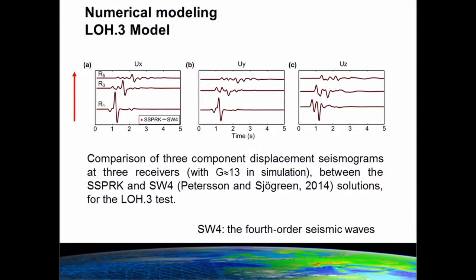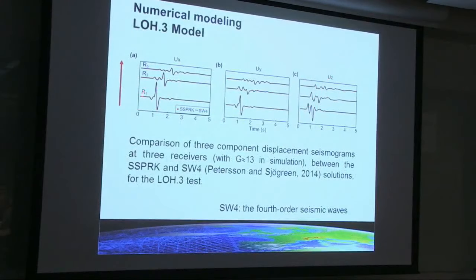This figure shows the comparison of 3-component displacement seismograms at 3 receivers. We observe that the amplitude of the seismogram decays gradually as the distance between the source and the receivers increases. The solutions provided by the SSPRK and the SW4 methods match well. It verifies the accuracy of the SSPRK method for simulating ground motion in a complex model.